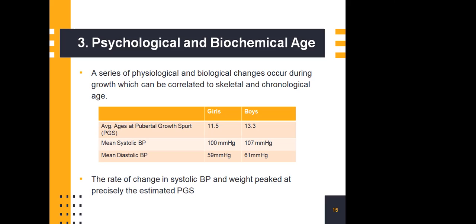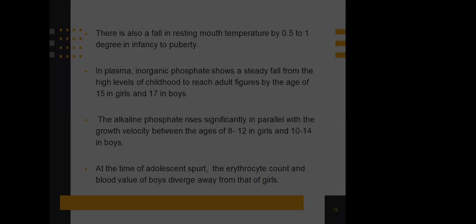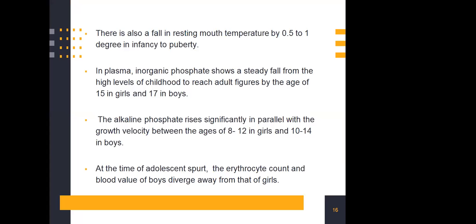In this same study, the rate of change in this systolic BP and weight was found to peak precisely at the estimated pubertal growth spurt. Besides this, there is also a fall in the resting mouth temperature by 0.5 to 1 degree from infancy to puberty. In plasma, inorganic phosphate shows a steady fall from the high levels of childhood to reach the adult figures by the age of 15 in girls and 17 in boys.